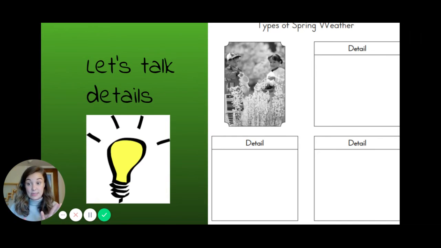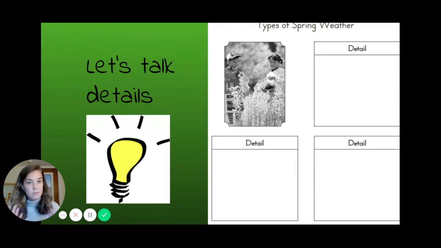Now we're going to talk about details. So we're going to shift a little bit from main idea into details. So switch. Now details answer the question of how do you know that this certain thing might be the main idea? How do you know that that is the main idea? So details support your main idea. It tells you more about the topic, right?